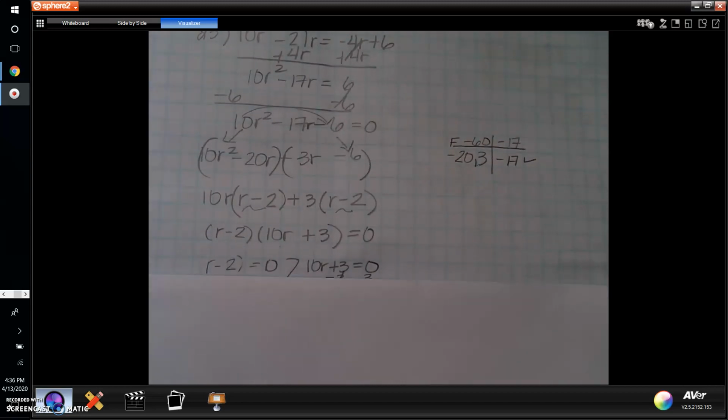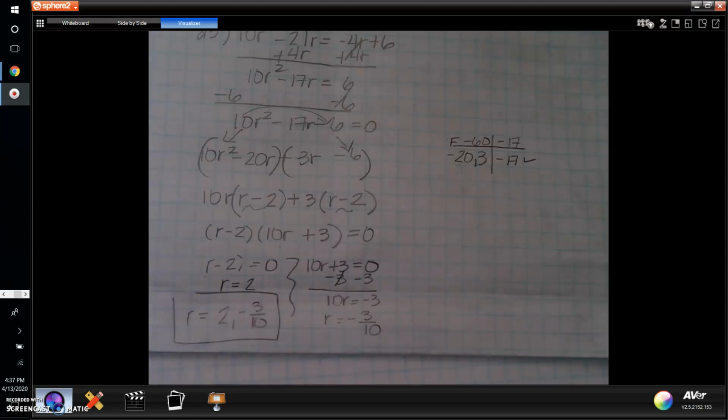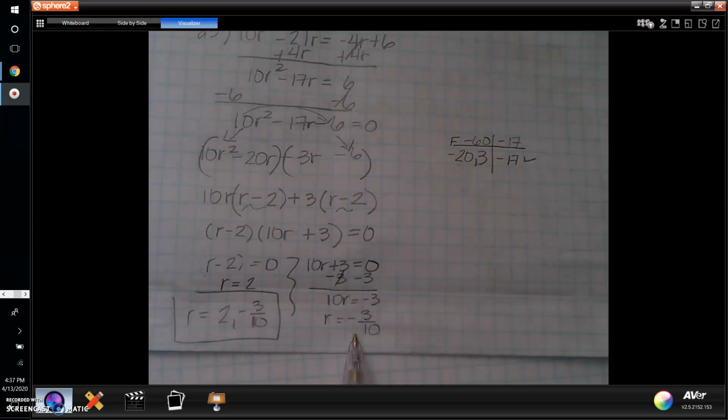So I separate those into two equations. I have r minus 2 equals 0 and 10r plus 3 equals 0. If you'll notice on these problems, this is stuff that you've learned in different pieces at different times, and you're putting it all together to solve one problem. So when I solve, I get r equals 2, and then r equals negative 3 over 10. So your final answer should be 2 and negative 3/10. So that's what we do for 23.